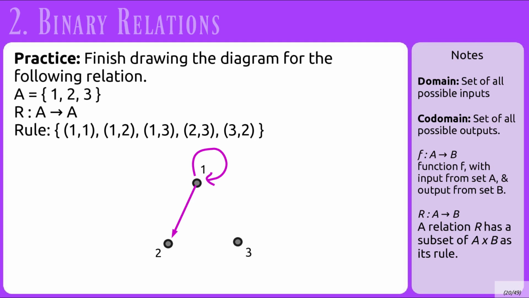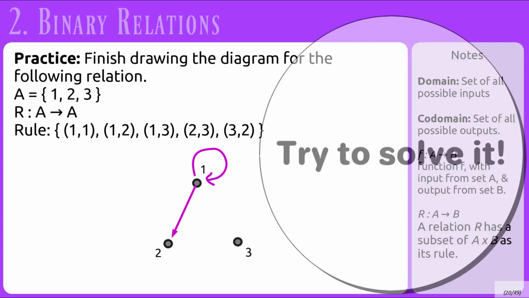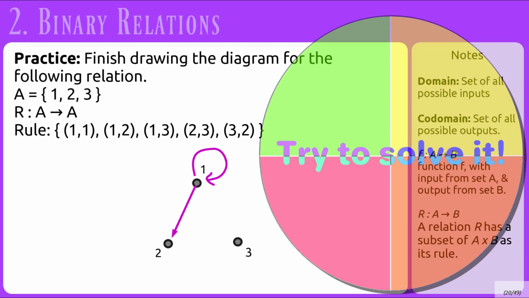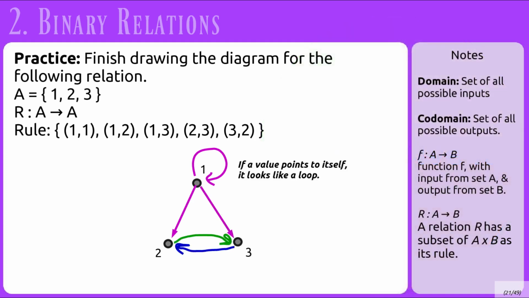The set A is 1, 2, and 3. The relation R is from A to A. And the rule is 1 to 1, 1 to 2, 1 to 3, 2 to 3, and 3 to 2. This is what the finished diagram should look like.